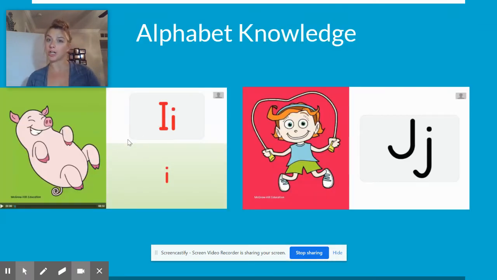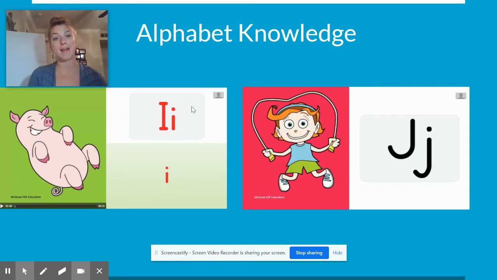Today, we are going to learn the name and form of 2 letters. The first letter we're going to learn is the letter I. Everyone say I. Good job. This is the letter I. This is a capital I and lowercase I. Say that with me. Capital I, lowercase I.